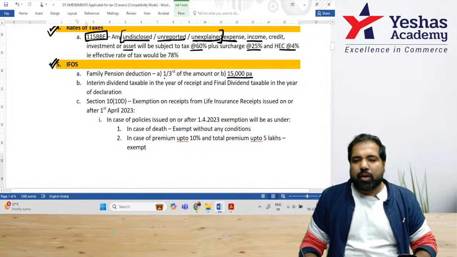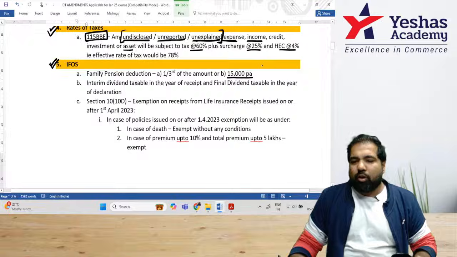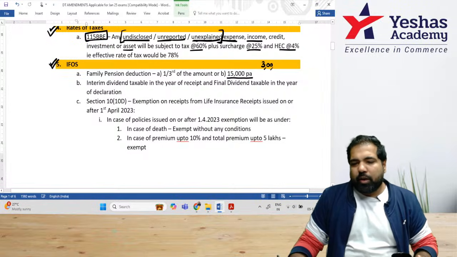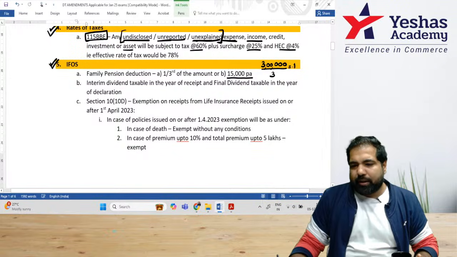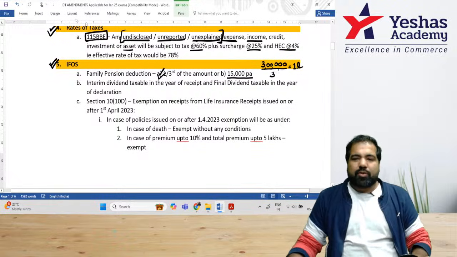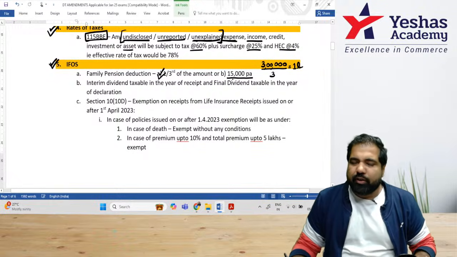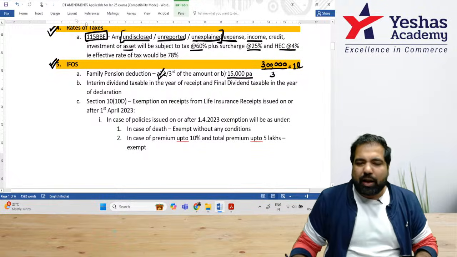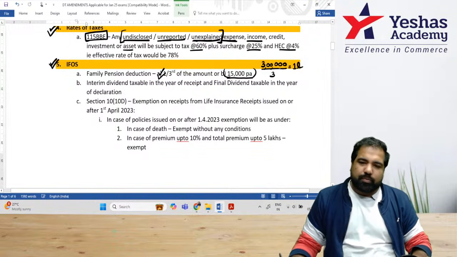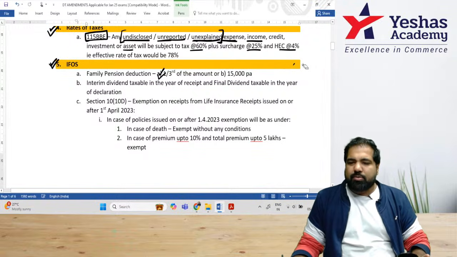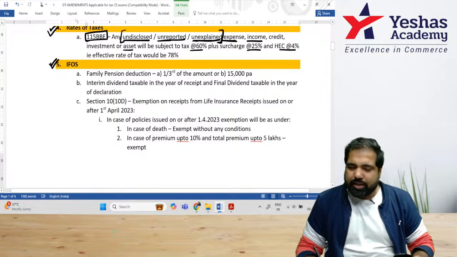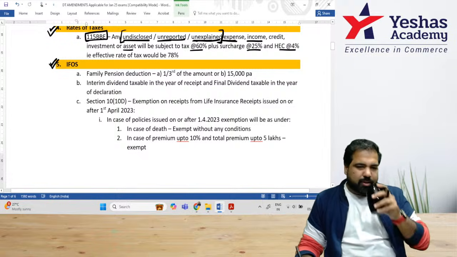Let's take an example. Let's say you got family pension of 3 lakh rupees in the whole year. So it will be 3 lakh divided by 3, that is 1 lakh, this one third of the amount, or 15,000, whichever is lower. So 1 lakh or 15,000, 15,000 is lower. So you will get a deduction of only 15,000. This one is a change. Please make note of it. If this comes in the exam, you should be able to answer this like this.